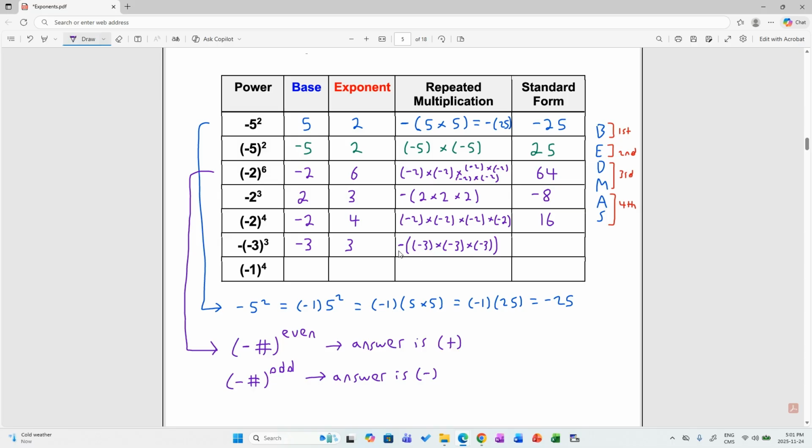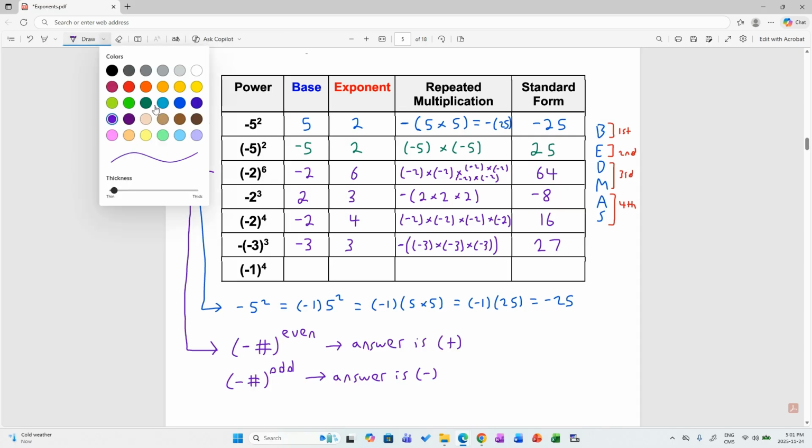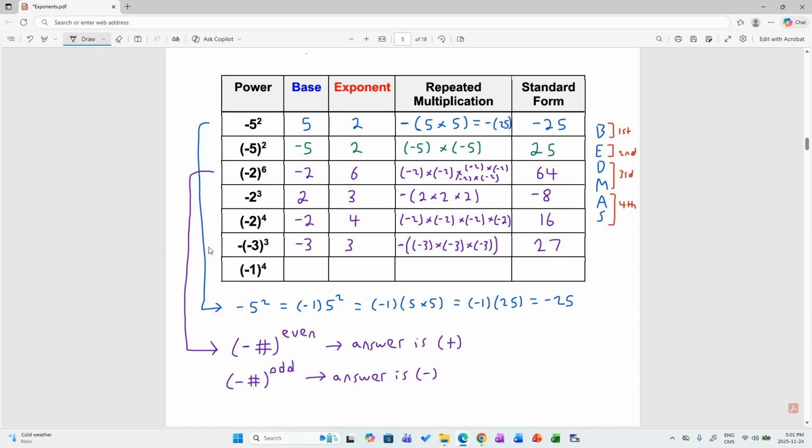However, that negative on the outside is going to apply to my negative 27. And so it's essentially an invisible negative 1 times a negative 27. So my final answer should be a positive 27. But let's show more work for this and prove it. I'm going to use brown to show this.